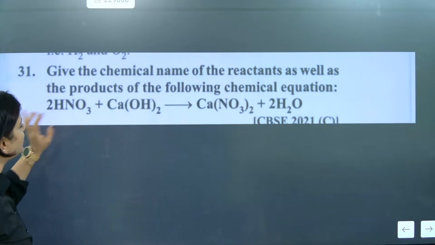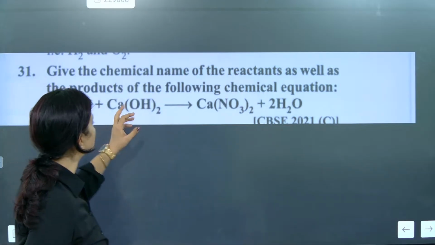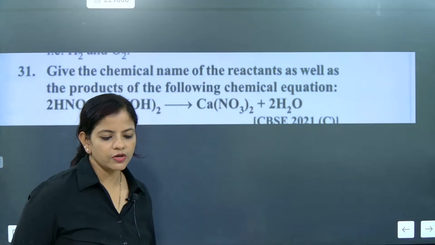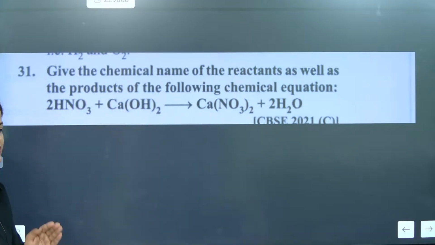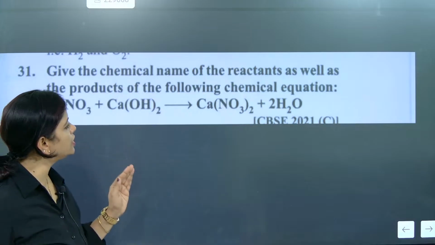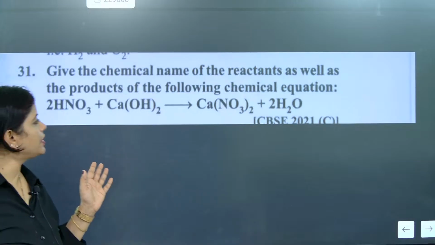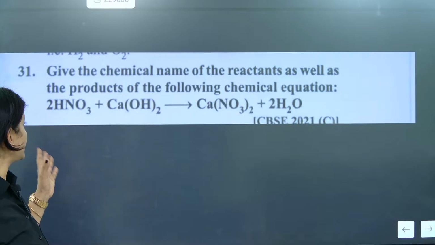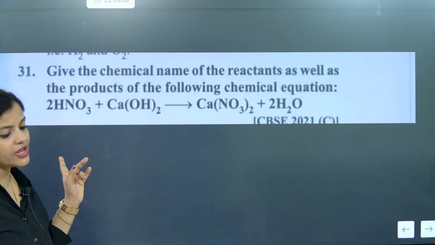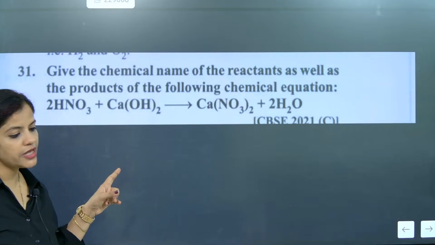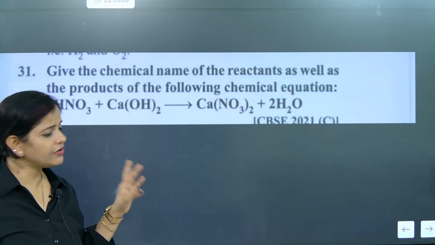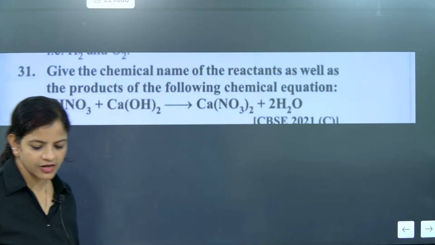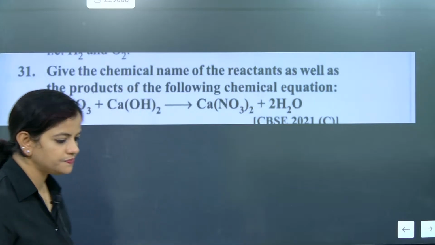They're asking just the name of the chemical. So here already everybody knows this is nitric acid, this is calcium hydroxide, this is calcium nitrate, and that is water molecule. That's the name. They ask the chemical name of the reactant as well as the product. The reactants are nitric acid and calcium hydroxide. Next are calcium nitrate and water molecule. That's the name they are asking for. Can we go for the next one?